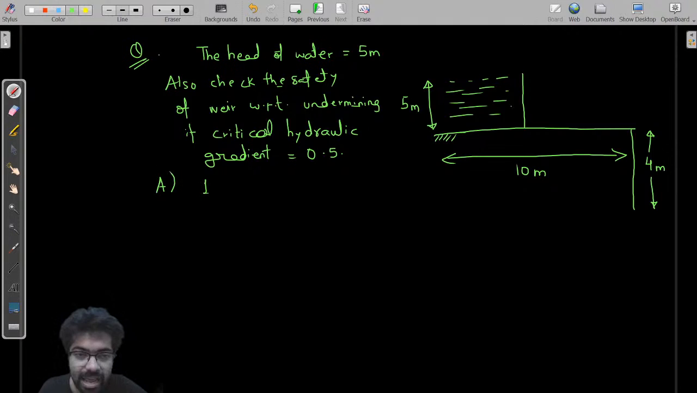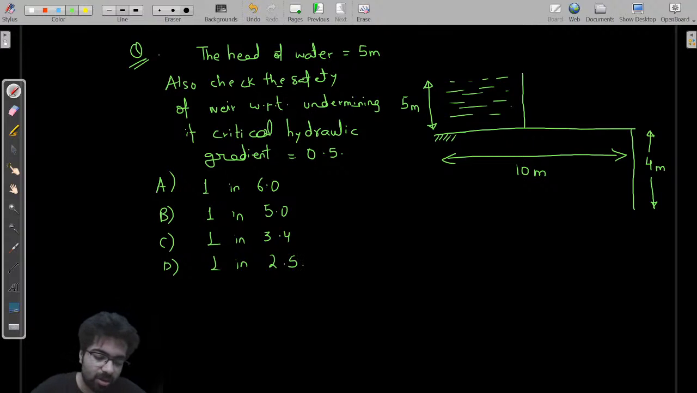Let me write down the options also. Everyone will solve this because this is a very important question, and everyone will comment the answer like A, B, C, D. Option A is 1 in 6. Option B is 1 in 5. Option C is 1 in 3.4. And option D is 1 in 2.5. Now let us solve and check the safety also.